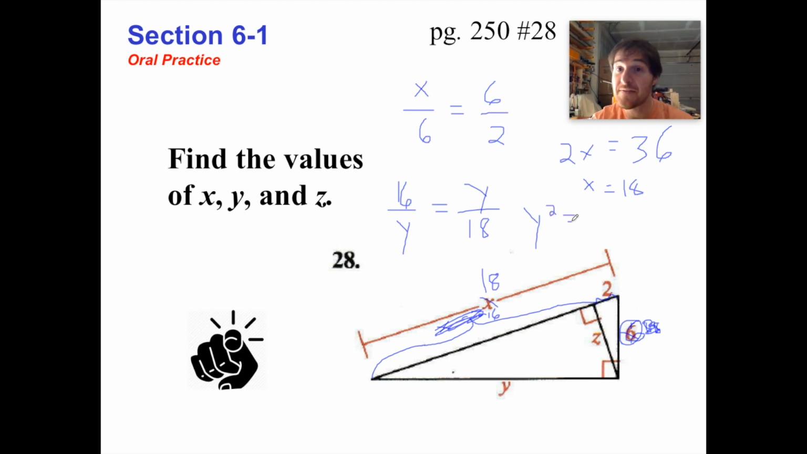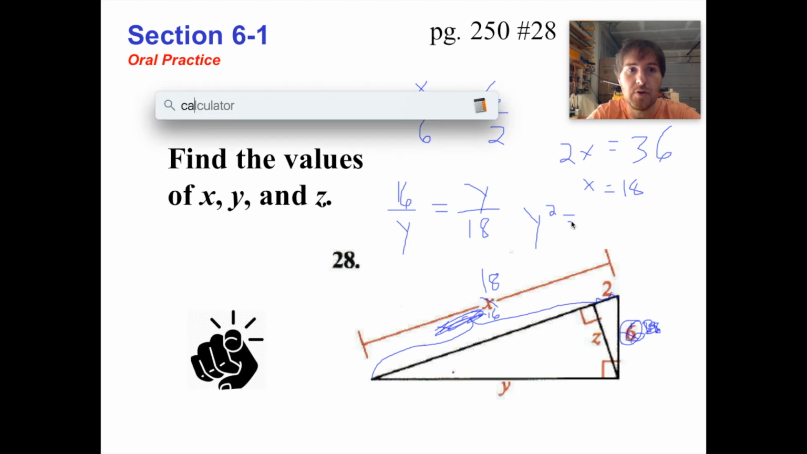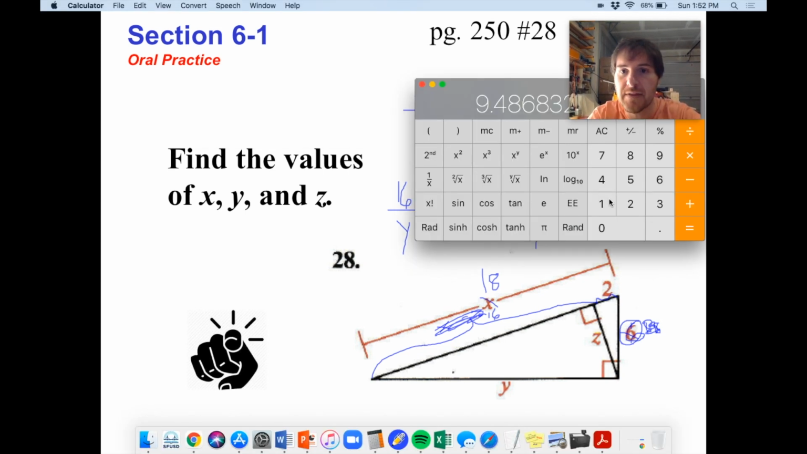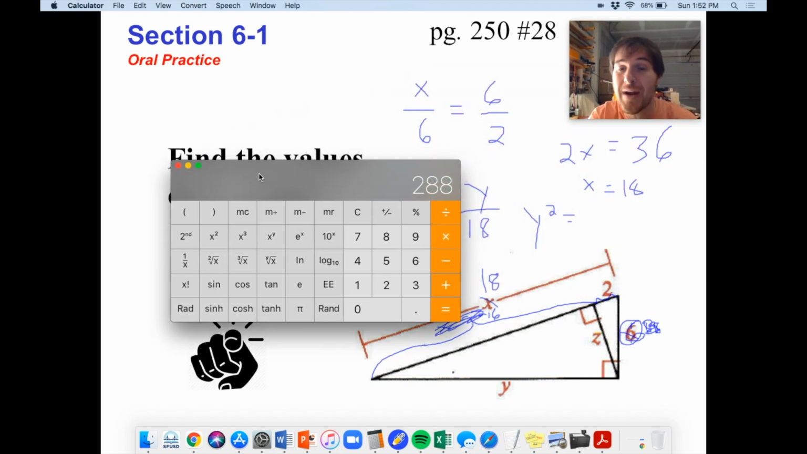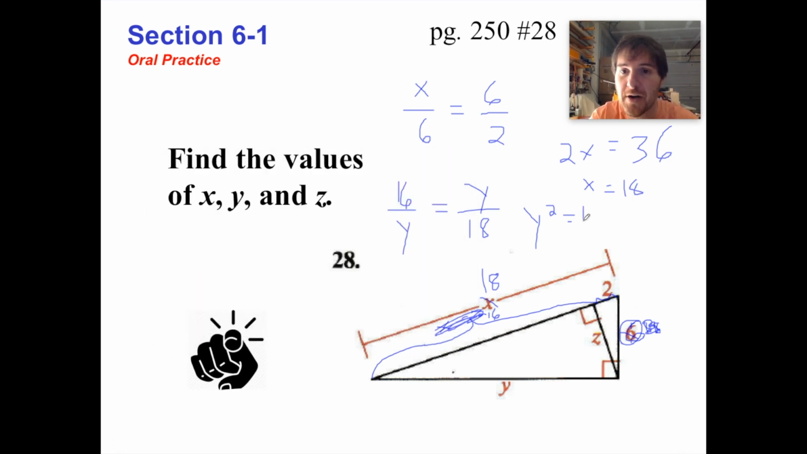Y squared, and then I have 16 times 18. So I'll go to my calculator and get this. 16 times 18, and I get 288. Is that a perfect square? No, it's not, but it's actually pretty close to a perfect square. So what I'll tell my TAs to look for is, you have to take the square root of both sides to get this here. I might tell them to look for square root of 288, and that's fine. But we're going to work on actually simplifying this next class on Wednesday.